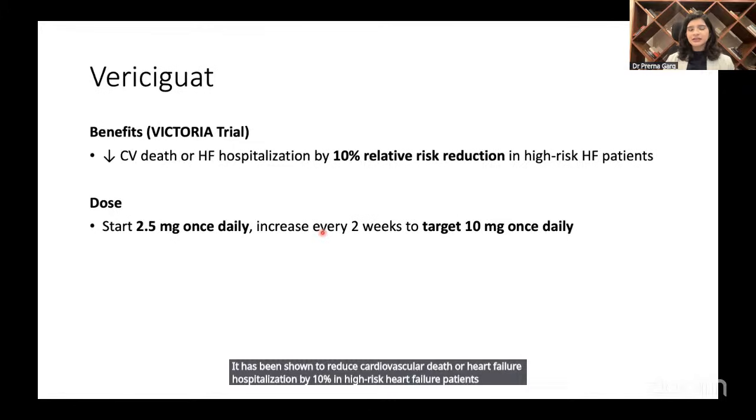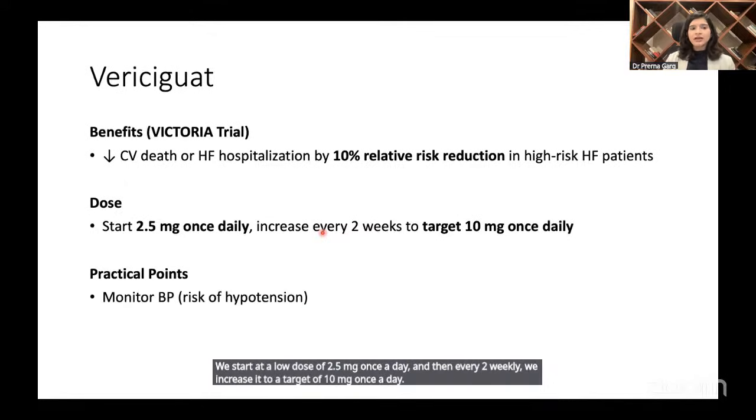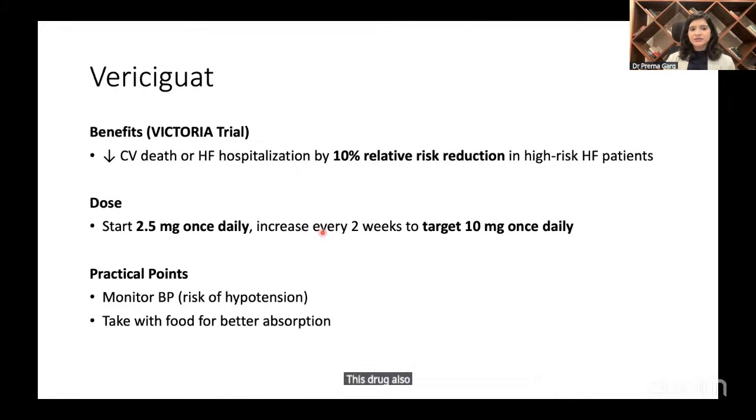So how do we start? We start at a low dose of 2.5 mg once a day, and then every 2 weeks we increase it to a target of 10 mg once a day. This drug can also cause hypotension, so monitor blood pressure.